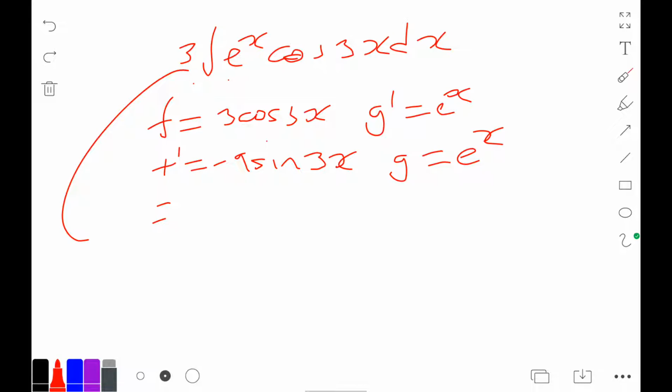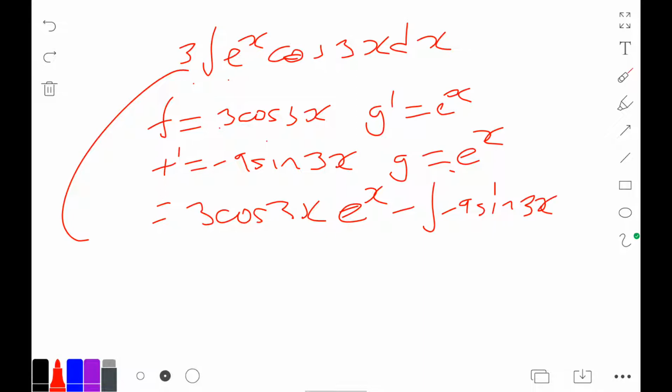It's going to be this one, f multiplied by this one, which is 3 cos 3x, minus e to the power x, minus the integral of negative f prime g. It's going to be negative 9 sine 3x e to the power x.